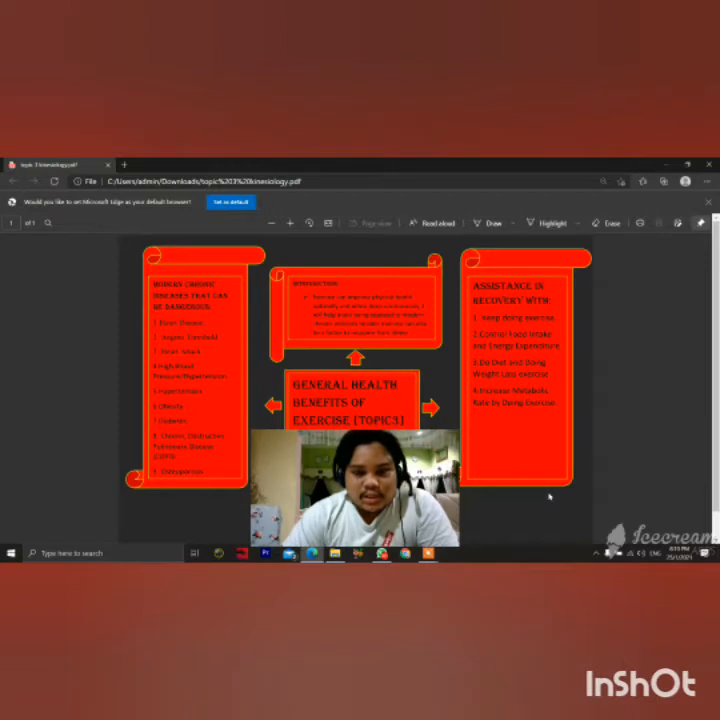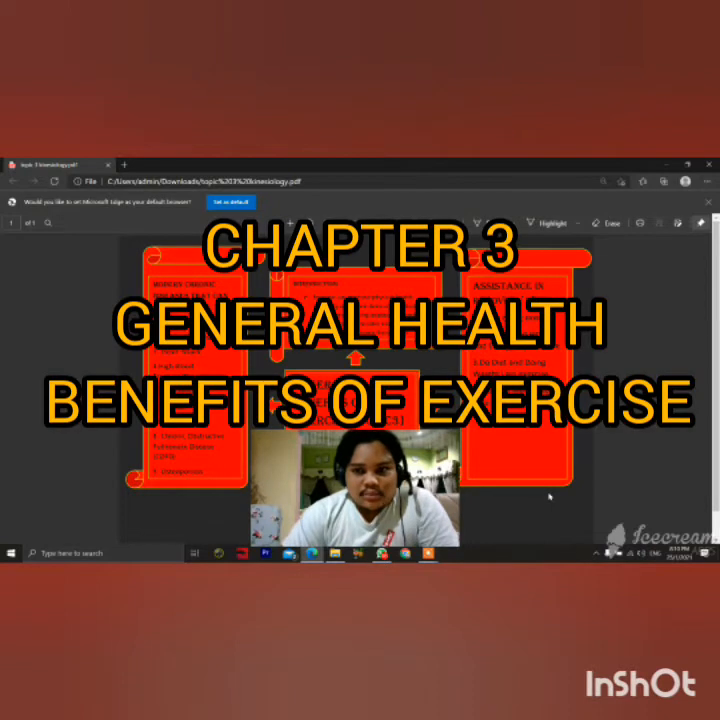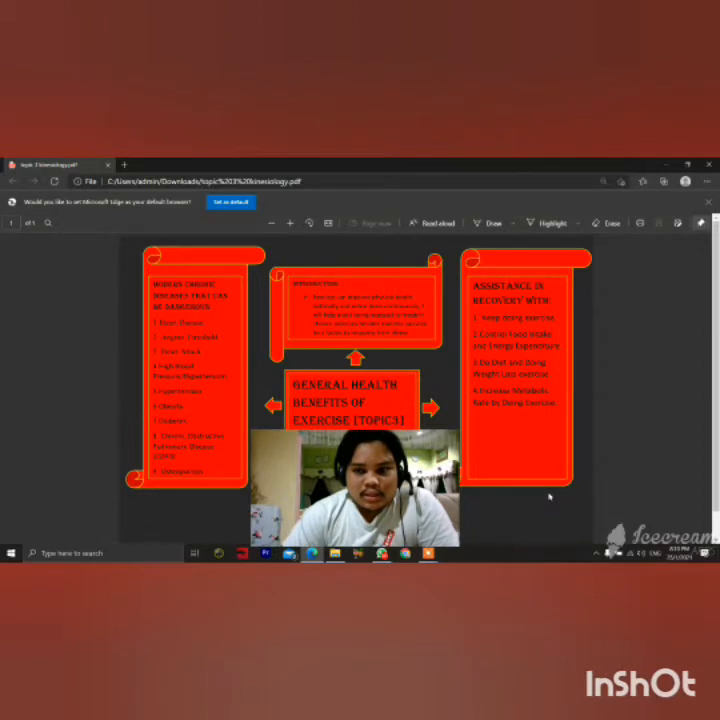Besides, exercise also can be a factor in recovery from illness. Okay, the modern chronic diseases that can be dangerous are heart disease, angina threshold, heart attack, high blood pressure, hypertension, obesity, diabetes, and lastly osteoporosis. And for assistance in recovery, first keep doing exercise and control food intake and energy expenditure. Number three, do diet and weight loss exercise. Number four, increase metabolic rate by doing exercise.